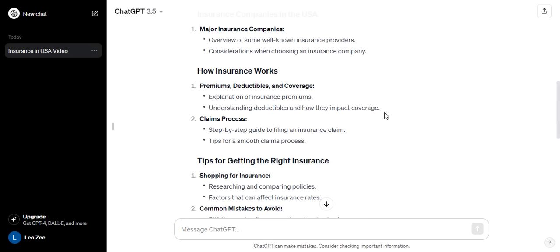Claims process: a step-by-step guide to filing an insurance claim. Tips for a smooth claims process. Tips for getting the right insurance.